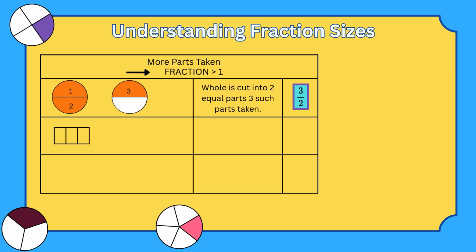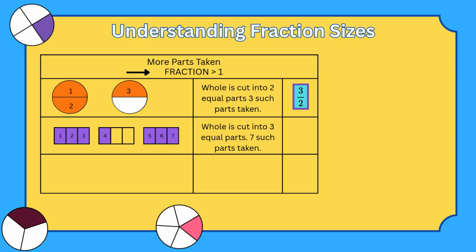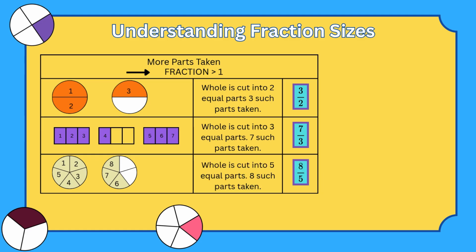The second figure here shows the whole rectangle cut into 3 equal parts. We take 2 more such rectangles and shade 7 equal parts. We show it as 7 by 3. This means one whole is divided into 3 equal parts and we take 7 such parts. That is 2 whole and 1 more part. The last one shows a whole cut into 5 equal parts. We take 8 such parts, that is 8 by 5. It means 1 whole and 3 more parts.